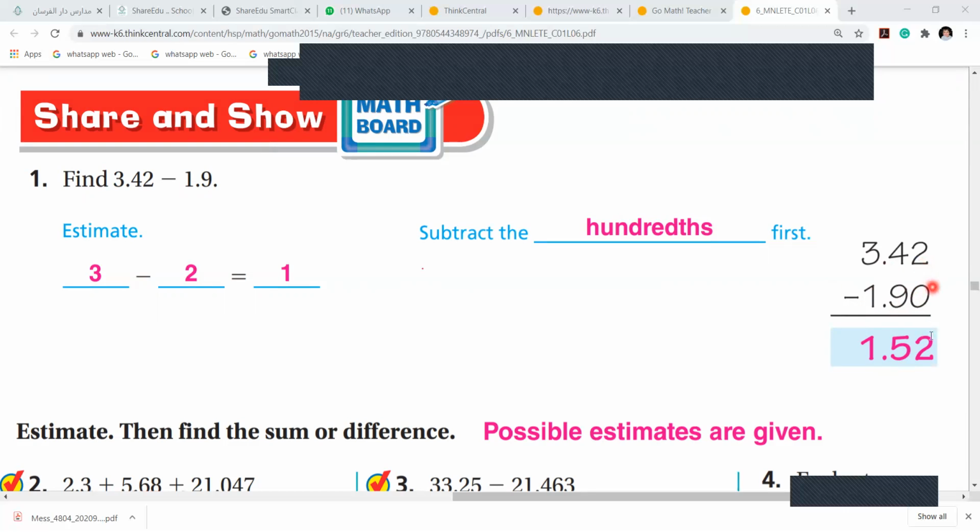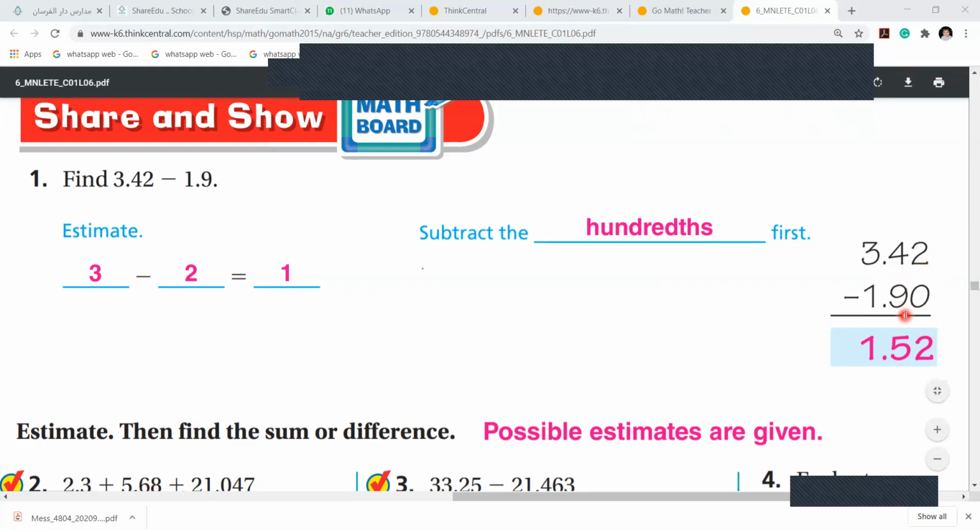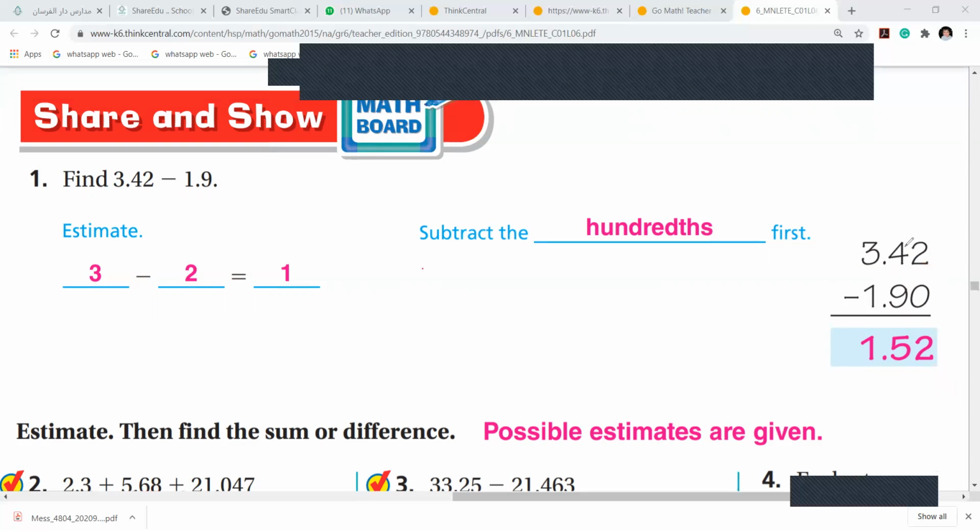So then 2 minus 0, 0. 4 minus 9 doesn't work. You have to subtract by 14. This will be 14, and 3 is going to be 2. Got it?